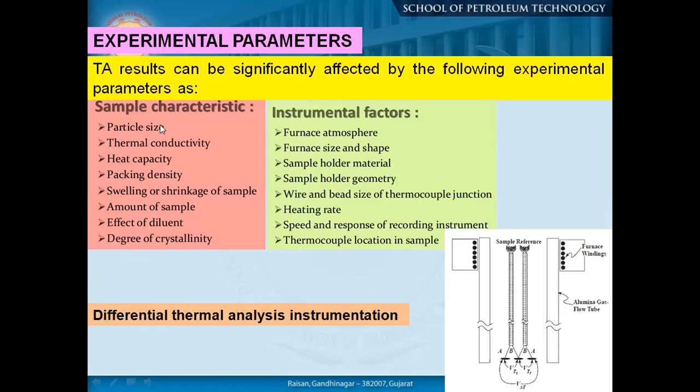That means the sample size, sample internal structure, thermal conductivity, everything is going to affect your parameters during the thermal degradation or thermal heat input in the system. Whereas the instrumentation factors, some are related to the furnace, some are related to the thermocouple, and some are related to the purging gas, and important is the heating rate. So different thermal analysis instrumentation. If you see here, this is a differential thermal analysis instrument where you can see it.